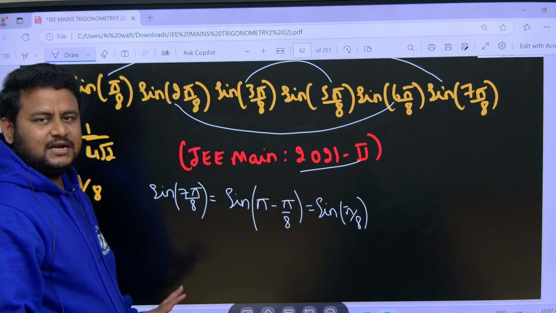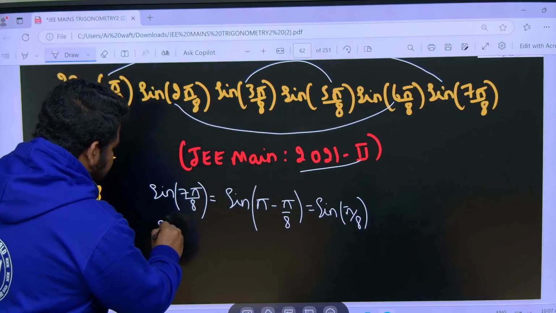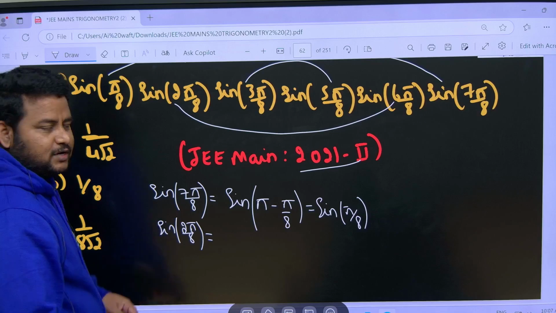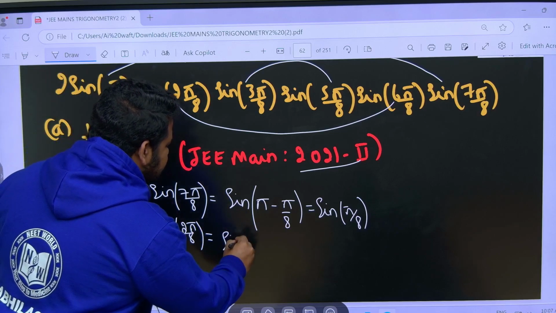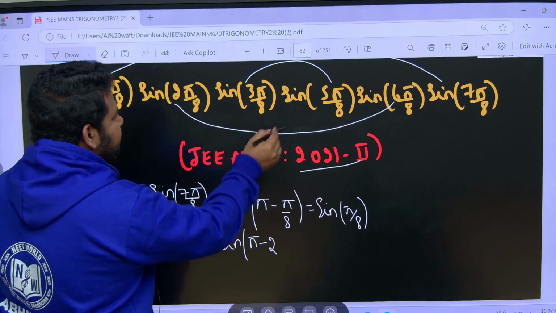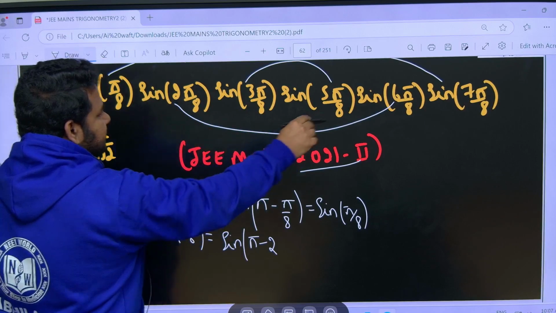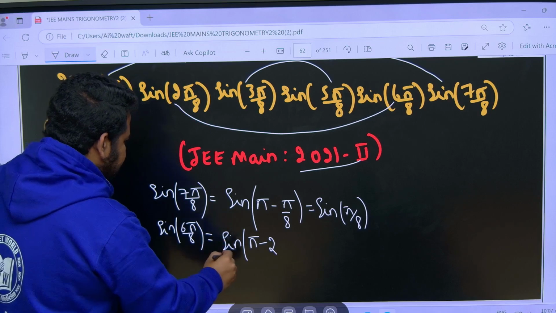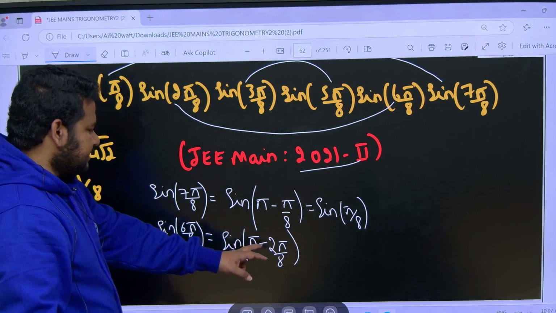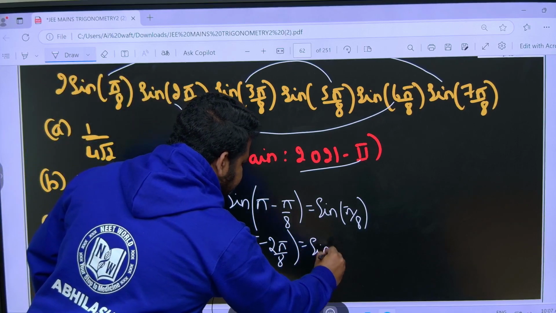Correct? So similarly, friends, sin 2 pi by 8 can be paired with sin 6 pi by 8. Sin 6 pi by 8 can be written as sin of pi minus 2 pi by 8. Correct? Sin of pi minus theta is sin theta. So this will be equal to sin 2 pi by 8.